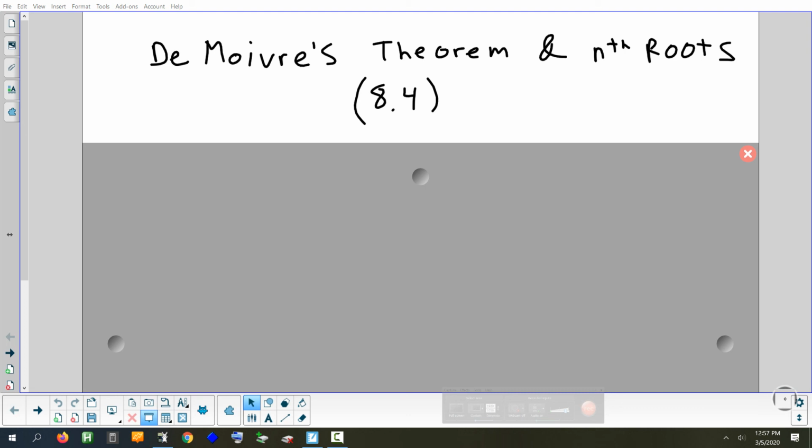Okay, the last section we're going to look at is 8.4, and it's on two things. DeMoivre's theorem, which is how you can take a complex number and raise it to a power, and nth roots, which is how you can undo raising something to a power.